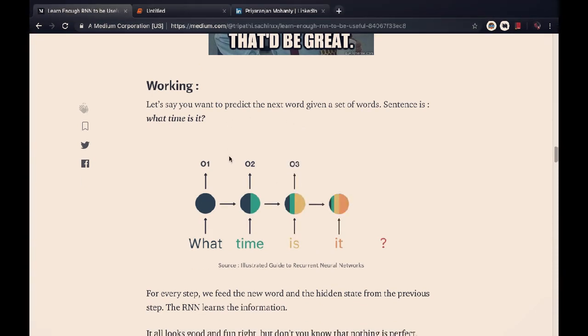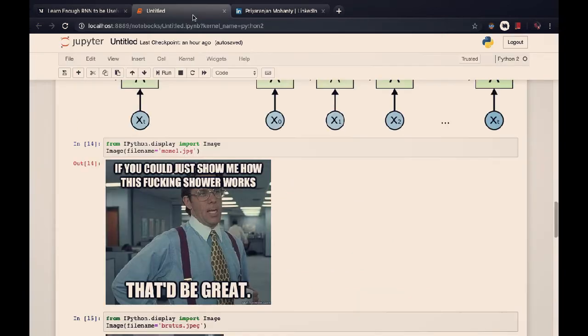So for every layer, we feed the new word and the hidden state from the previous step, and this is how the RNN will learn the information. So yeah, let me go back. It all looks good and fine, right? But don't you know that nothing is perfect in this world? So let's see where RNN fails.